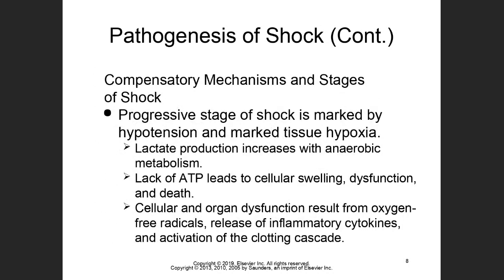The progressive stage of shock is marked by hypotension and marked tissue hypoxia. Lactate production increases with anaerobic metabolism. Lack of ATP leads to cellular swelling, dysfunction, and death. Cellular and organ dysfunction result from oxygen free radicals, release of inflammatory cytokines, and activation of the clotting cascade.